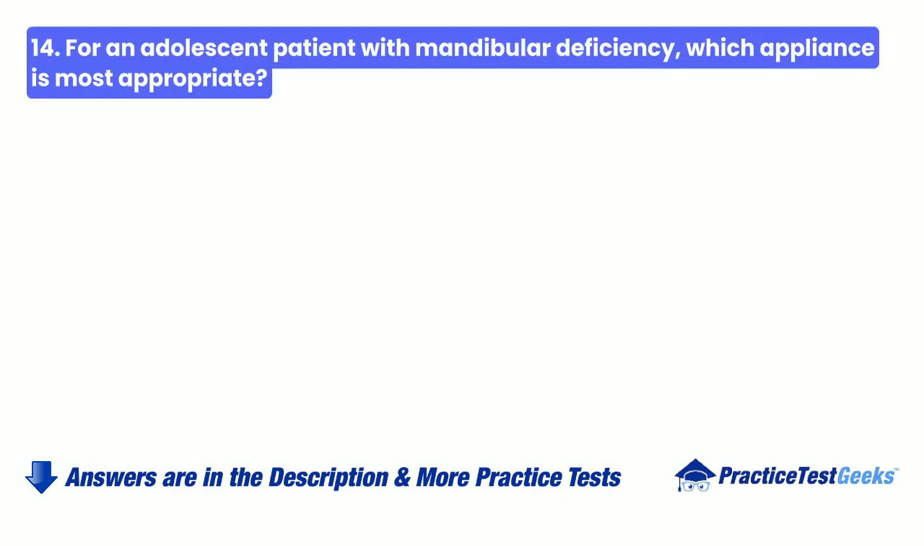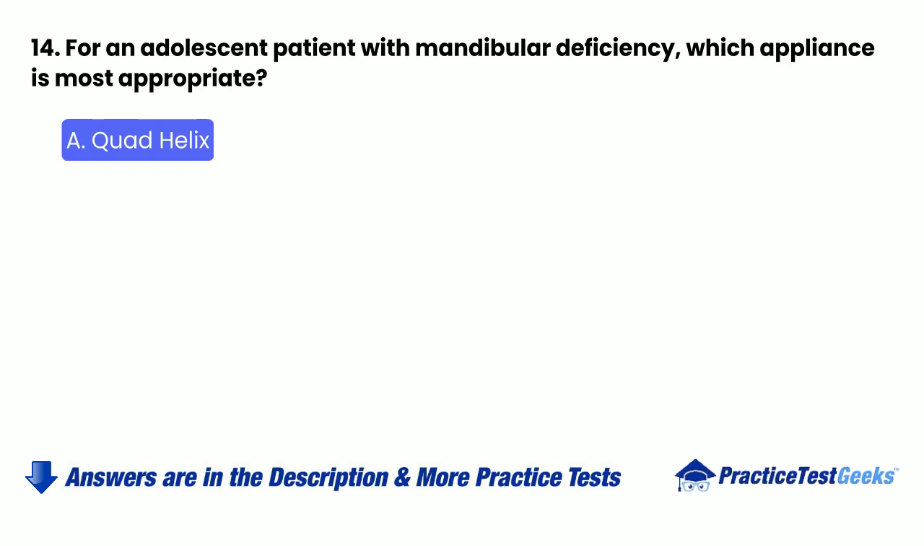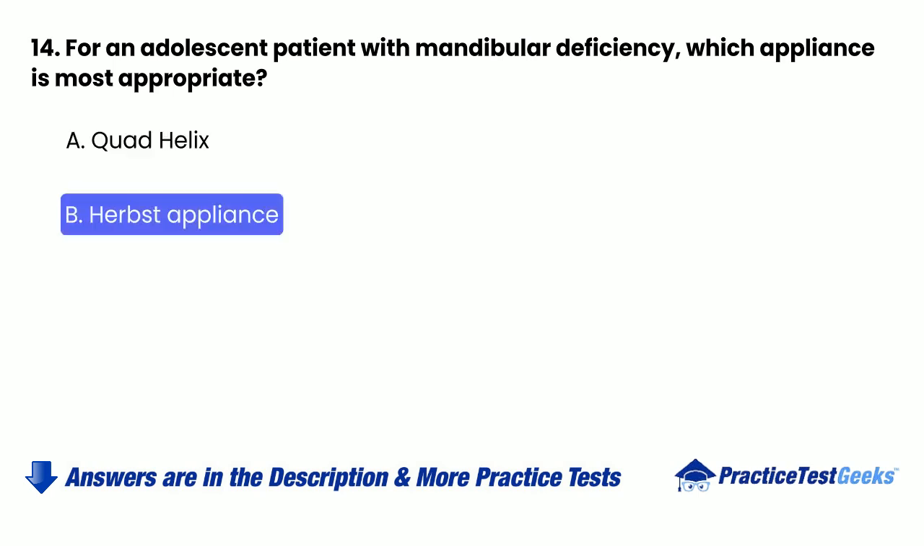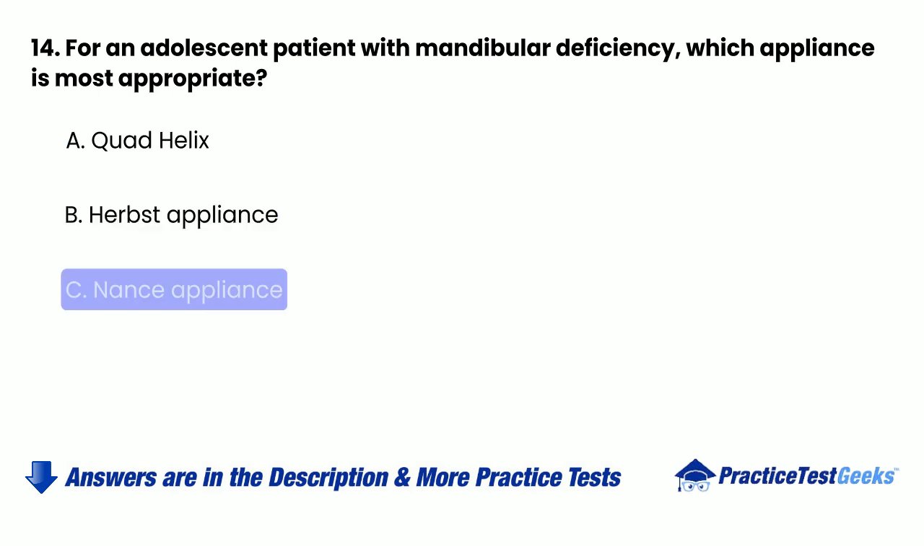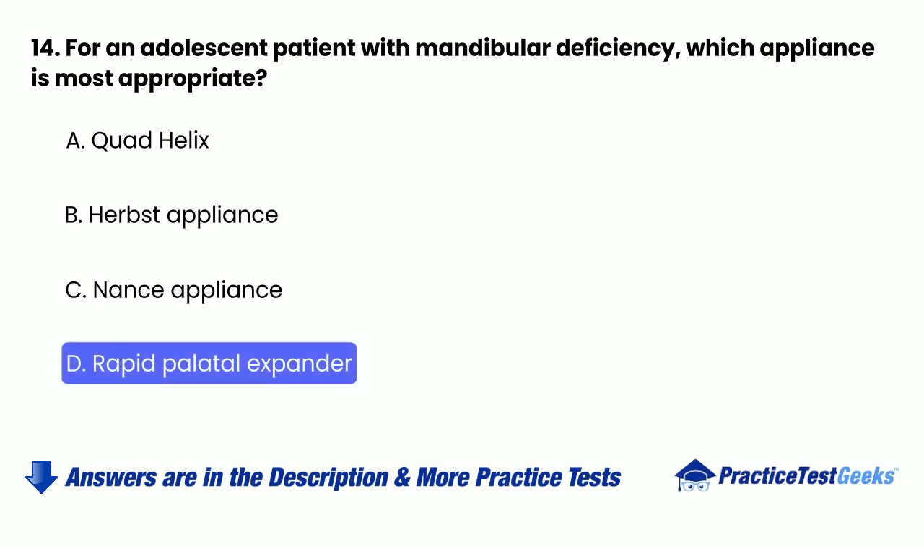14. For an adolescent patient with mandibular deficiency, which appliance is most appropriate? A. Quad helix. B. Herbst appliance. C. Nance appliance. D. Rapid palatal expander.